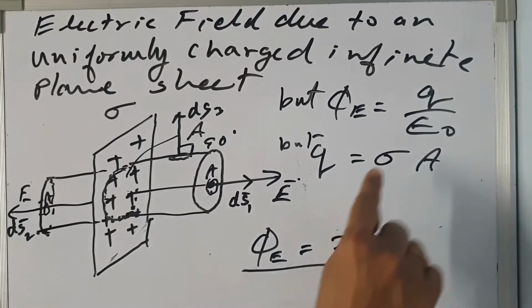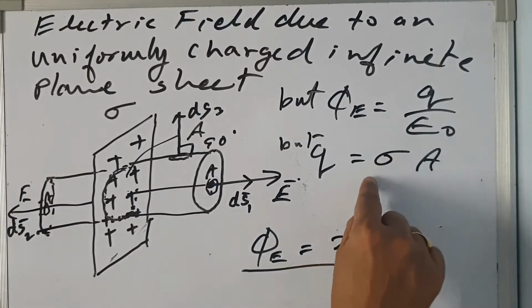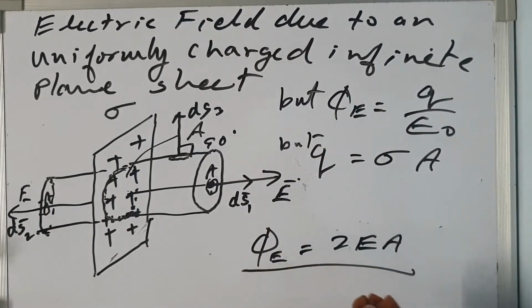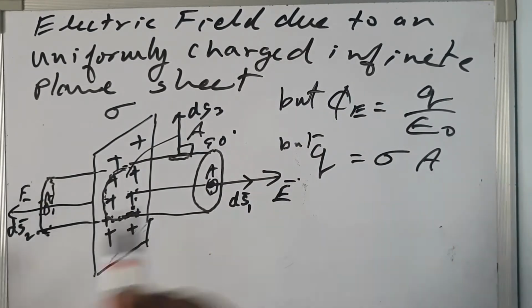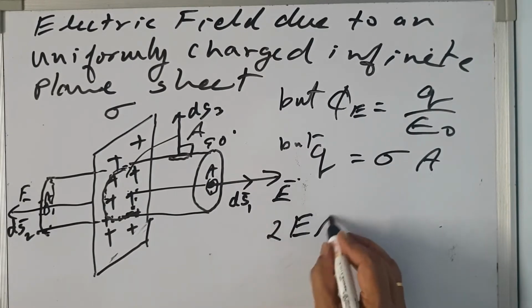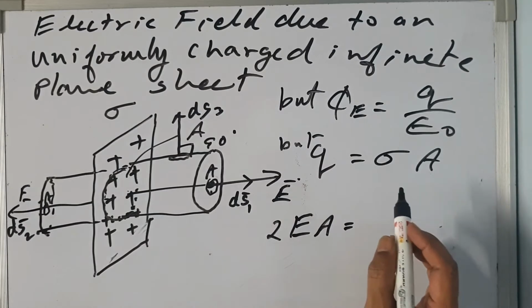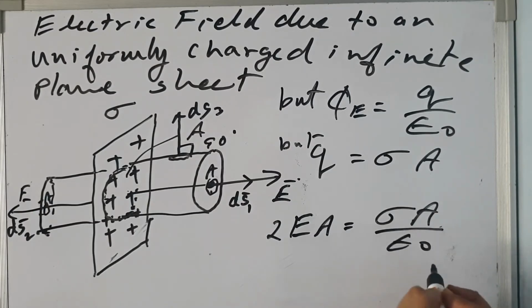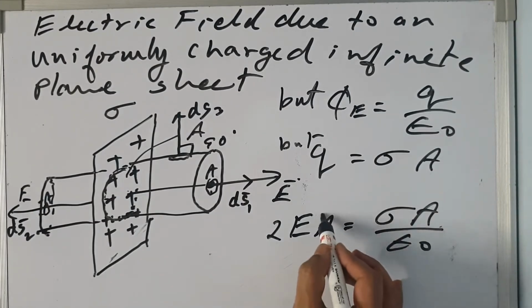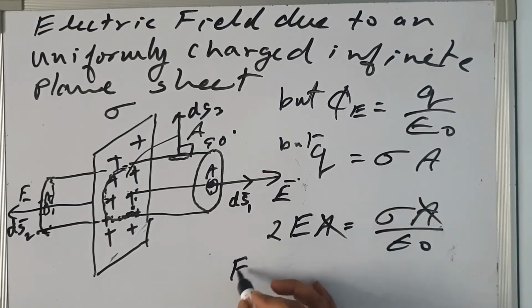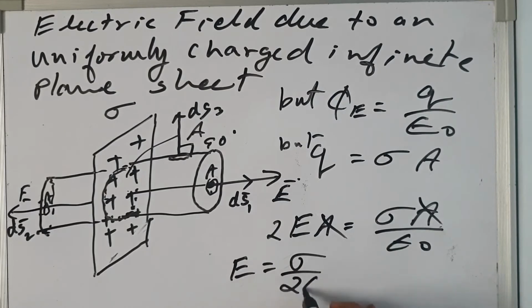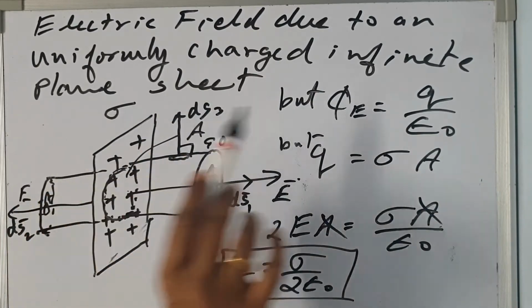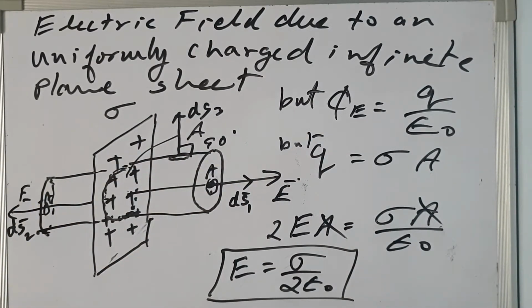Now, substituting this value of phi E and this value of Q in this equation, what do we get here? 2EA, which is phi, is equal to, what is Q? Sigma A upon epsilon naught. What gets cancelled here? A gets cancelled. What is E? E is equal to sigma by 2 epsilon naught. This gives you the intensity of electric field near a uniformly charged infinite plane sheet. It is an important derivation, an application of Gauss's law.